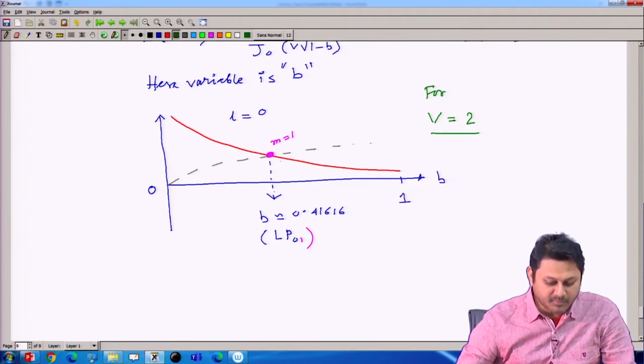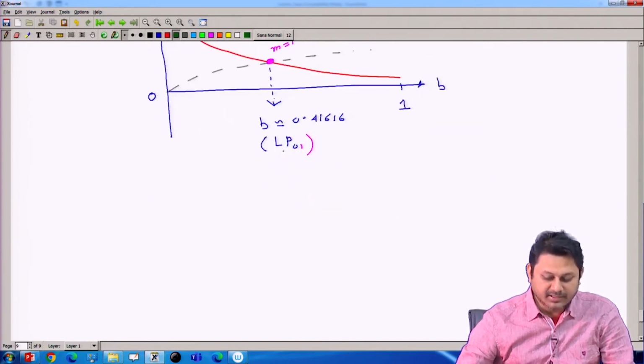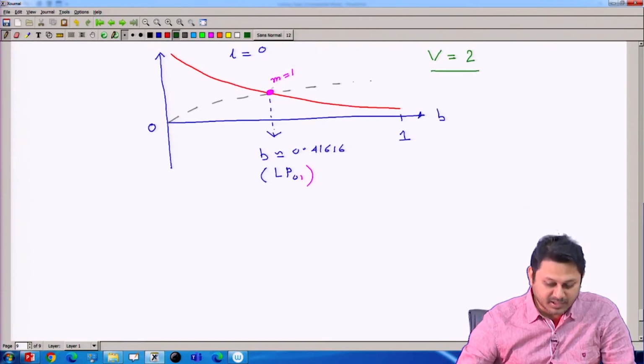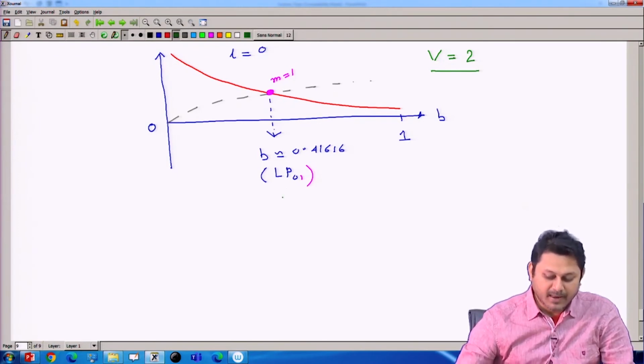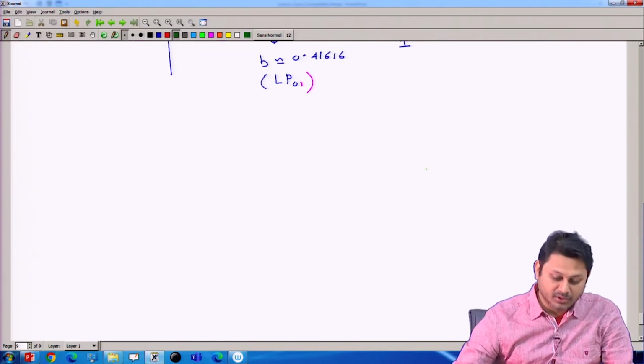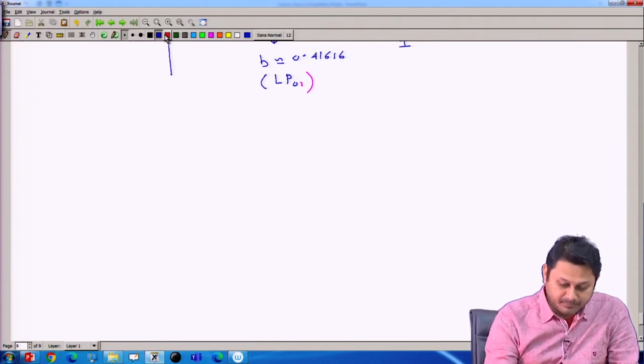So, this is the only cutting point, a single cutting point, and this cutting point is around B nearly equal to say 0.41616, and this is a cutting point for L equal to 0 and m equal to 1. Why m equal to 1? Because we are having only one cutting point. So, that is why it is defined as m equal to 1. If I have another cutting point, we should write m equal to 2 and so on, and this basically corresponds to LP01.